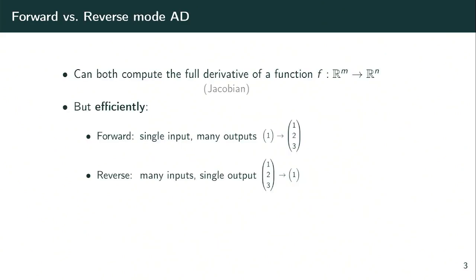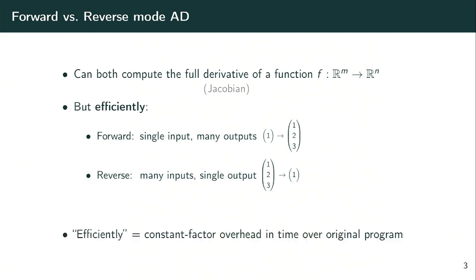So again, another background slide just about forward and reverse mode AD, because both compute the derivative, but really the difference is what they do efficiently. Forward mode works well if your function has one input and returns many outputs, whereas reverse AD works well if you have many inputs and return only one output. Where efficiently here is with a constant factor overhead in time over the original program. Because reverse AD is by far the most common case, that is the one we look at. For example, in machine learning, you have many parameters. In statistical inference, you have many parameters, etc.